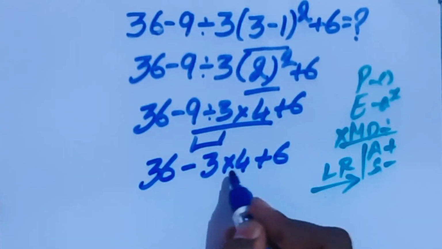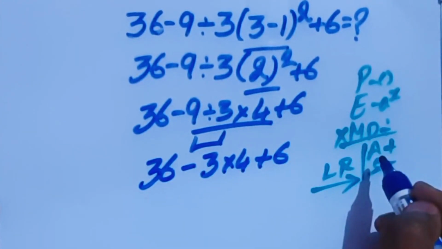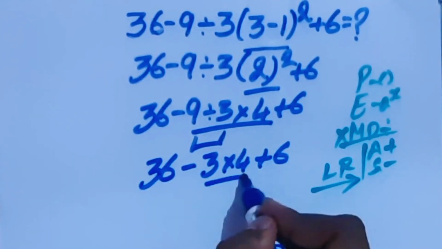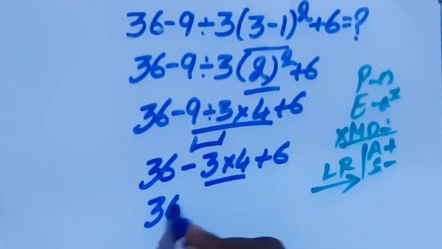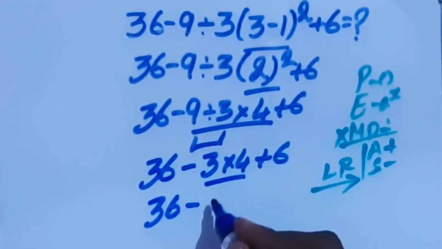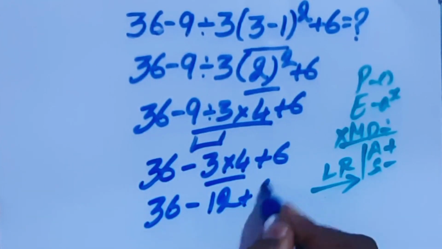Here we have subtraction, multiplication and addition. Here multiplication is higher priority than addition and subtraction. So we have to do this multiplication before addition and subtraction. Here 36 minus 3 times 4 is 12 plus 6.